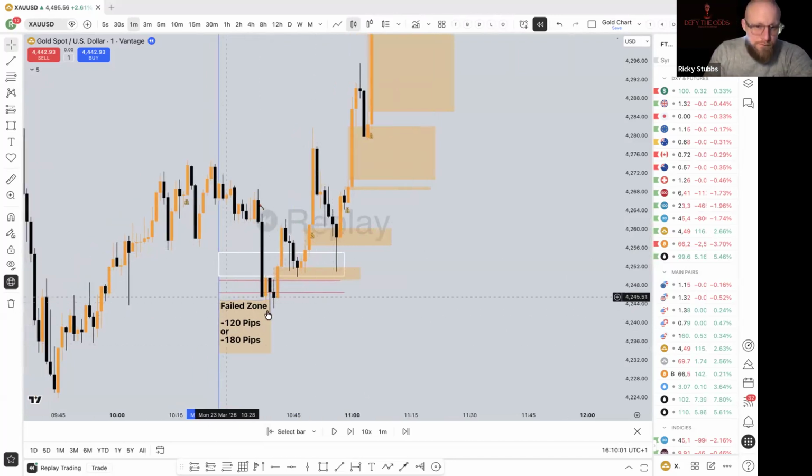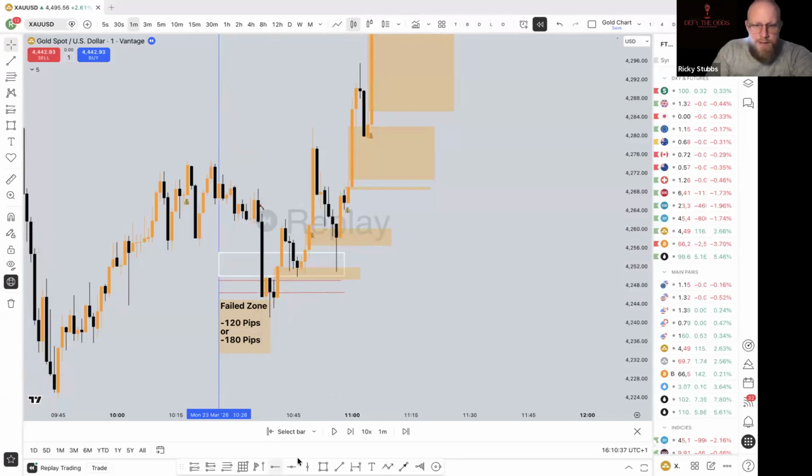Now, if you have a failed zone, and by a failed zone, we mean price falls all the way through, hits our stop losses, and never at any point pushes into profit, depending on which stop loss you took, you'll either have a 120 pip loss or a 180 pip loss if you have layered into the position 3 times, which is what I do. So the top of this box here at 4255 is our first position. So price hits that and it activates.